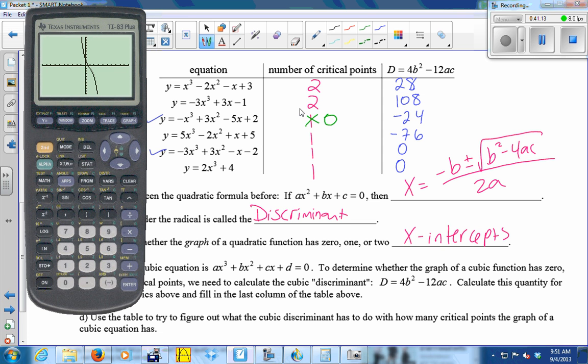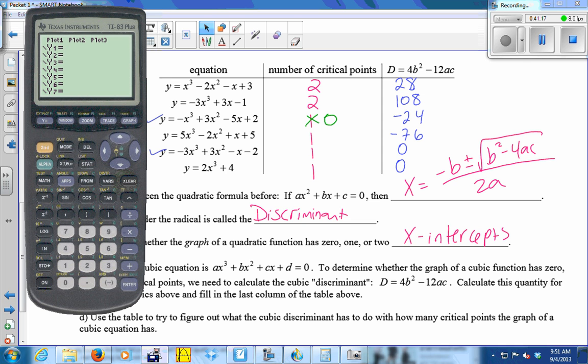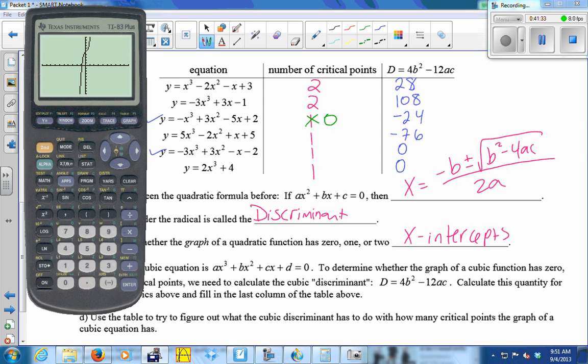And I'm guessing probably the next one also has 0 critical points. Let's check that one. 5x cubed minus 2x squared plus x plus 5. Also, no place where it gets flat, always increasing. So this one has 0 critical points. And then the other two do have 1.